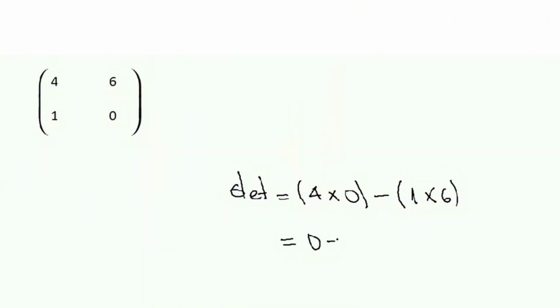Let's calculate the determinant of the following matrix. Since it is a 2 by 2 matrix, the determinant of the matrix is equal to 4 times 0, which are the elements of its main diagonal, minus 1 times 6, which are the elements of its secondary diagonal. So the determinant is equal to 0 minus 6, equal to minus 6.